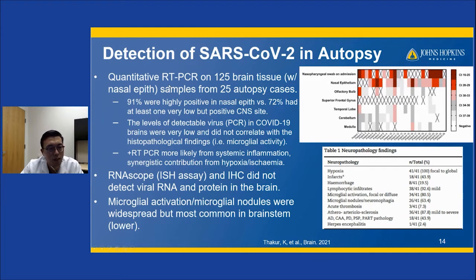First, they looked at RT-PCR, which is the common way to test for SARS-CoV-2, as you guys know. Not surprisingly, 91% were highly positive in nasal epithelium, and 72% had at least one very low but detectable positive CNS site by PCR. And the levels of detectable virus by PCR in COVID-19 brains were very, very low and did not correlate with the histopathological findings, just like the Germany study that I just presented.